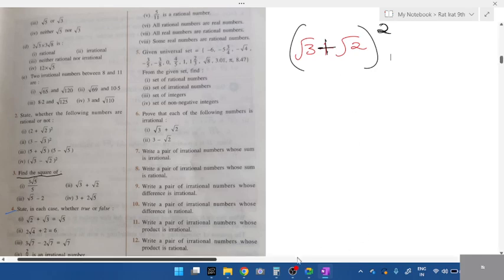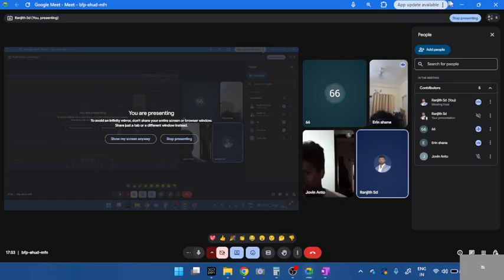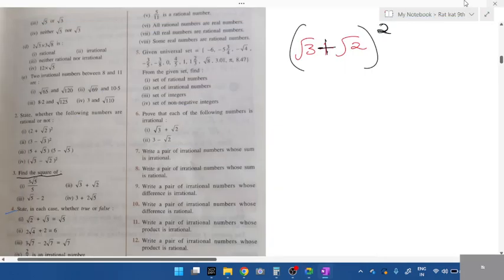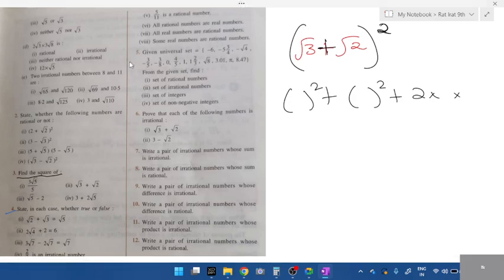What's the answer, Jovin? What did you get? Okay, Jovin, reply. Not Jovin, sorry, Erin. Tell me, explain from the beginning: what is (a plus b) the whole square? Plus 2 into a into b, right? What is the value there?